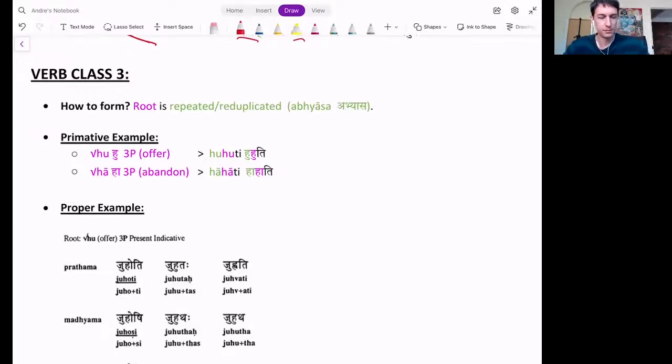How to form verb class 3. The root is repeated. A technical name, they call it reduplication. I like repeated, but it doesn't matter. It's up to you. And the name for this in Sanskrit is abhyasa. I think that means practice, but in this case, it means reduplication. So what does abhyasa mean when I say abhyasa in this context? Someone answer me. Repeat. Okay, so what do I mean by repeat? You just simply repeat the root, like doing it 2 times.